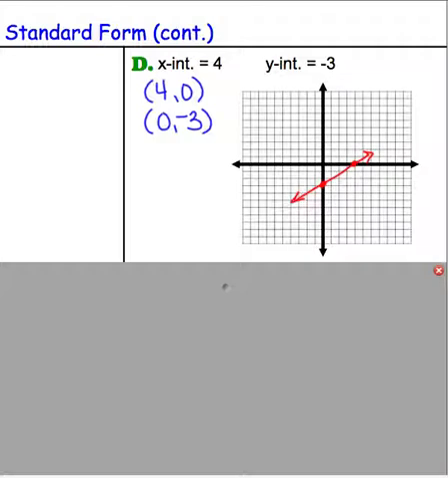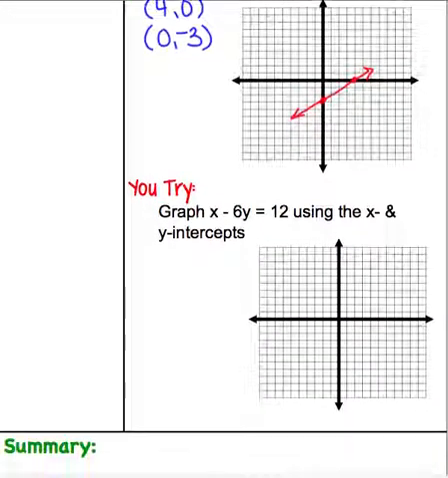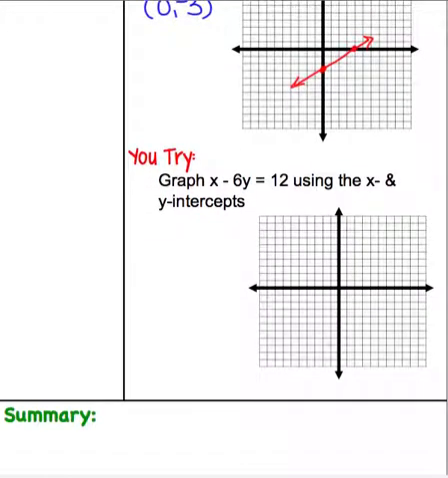So now what you need to do is go ahead and do the U-try problem. We only have one of them today. On graphing x minus 6y equal to 12 using the x and y intercepts, and then write your summary and go ahead and bring questions to class.